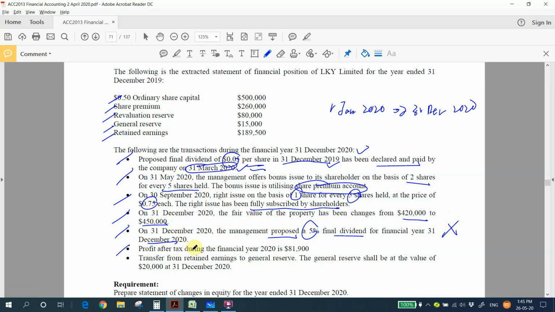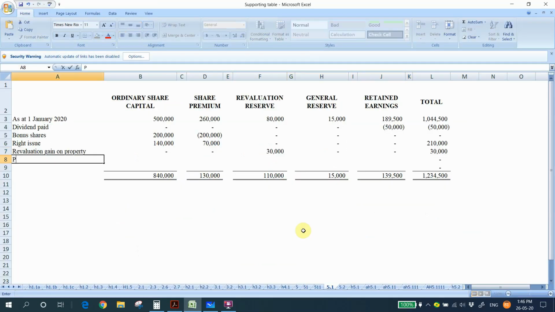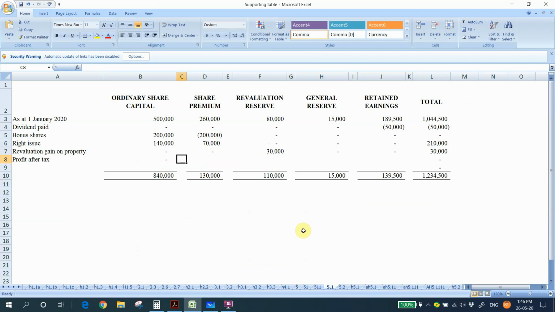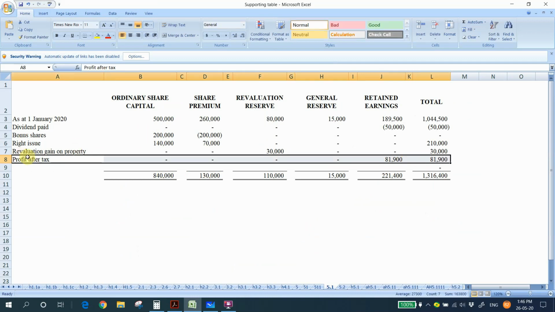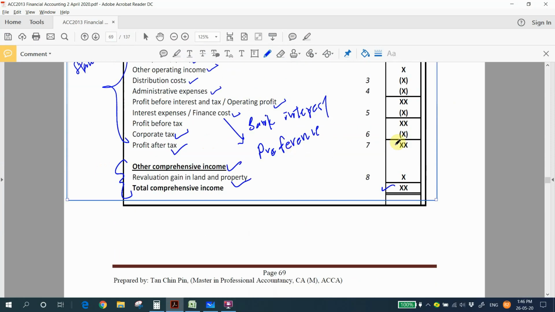Next, profit after tax for the financial year is 81,900. So for the profit after tax, we record it in the retained earnings, 81,900. And class, take note of this. Where to get this profit after tax? We use this information, profit after tax.